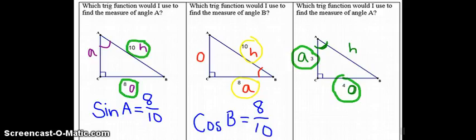So when we have adjacent and opposite, we're dealing with tan. So the tan of A is equal to the opposite over the adjacent, which is 3. Alright, so tomorrow we're going to look at how to find the missing side.